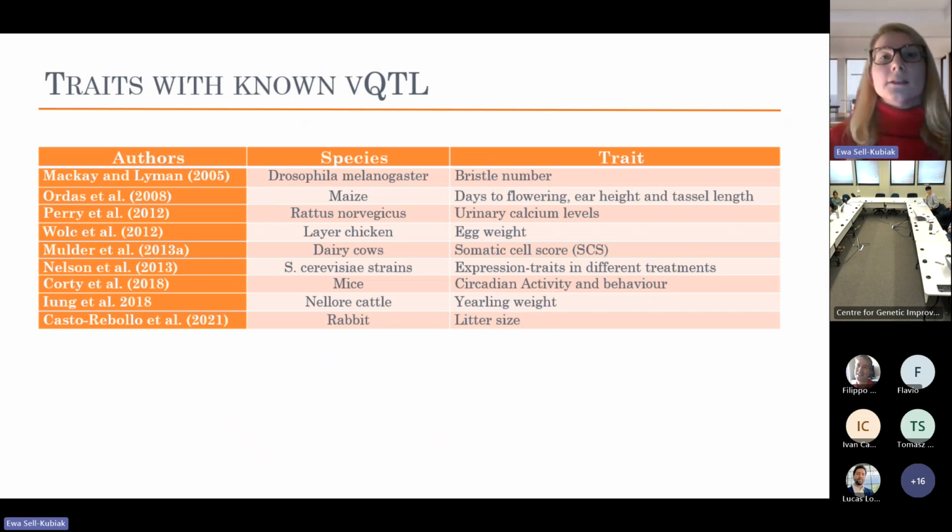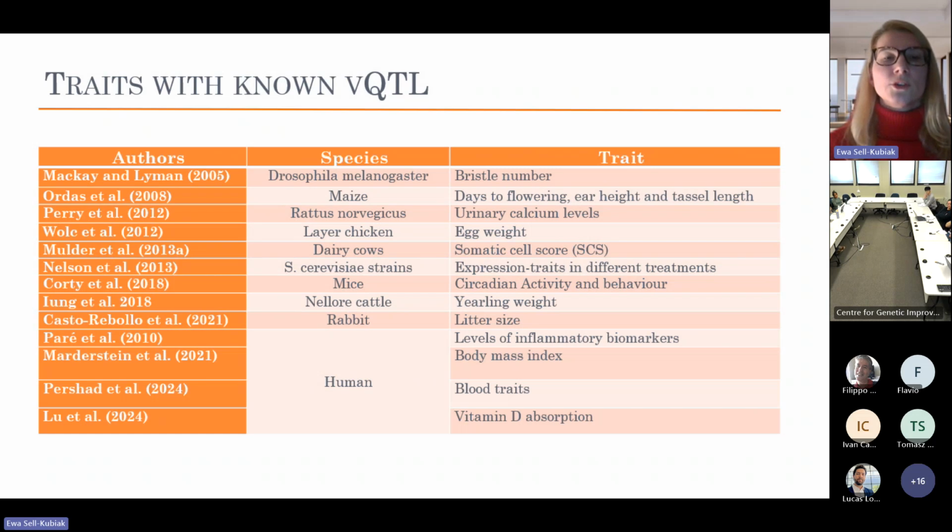And there are again lots of different species in which the VQTLs were already established. So you can see here even plants. So maize is even on the list. Rat, the laying hens, dairy cows again, of course, beef cattle, and rabbit. And when preparing this overview of different traits and different species that you can already take a look into, different VQTLs, I noticed that there are more and more studies involving VQTLs in humans. So this is just a fun fact for you.